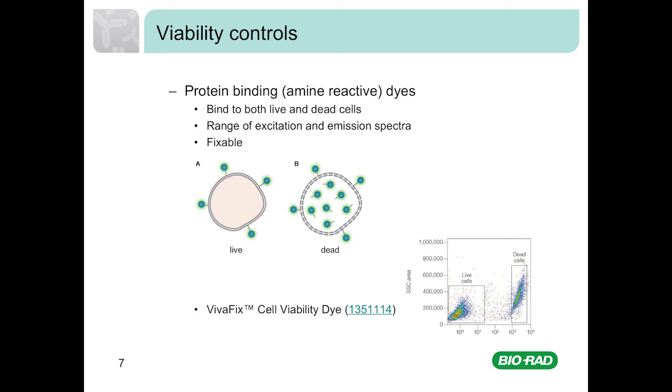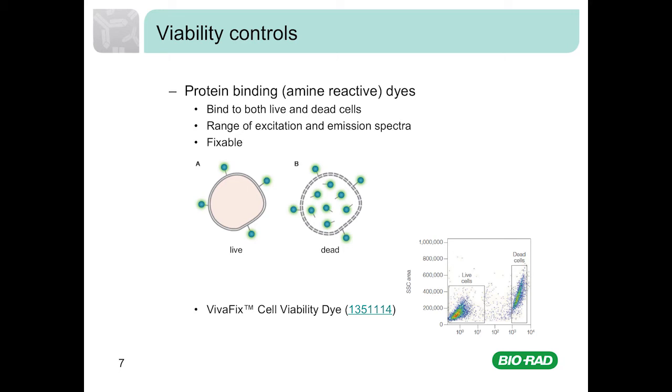The benefit of these dyes over the DNA binding dyes is that once stained, the cells can be fixed without any reduction in the resolution between live and dead cells. They are also available in a range of excitation and emission spectra from UV to far red, so you have a convenient addition to multicolor flow cytometry panels.